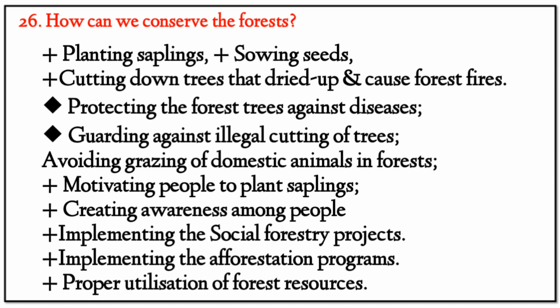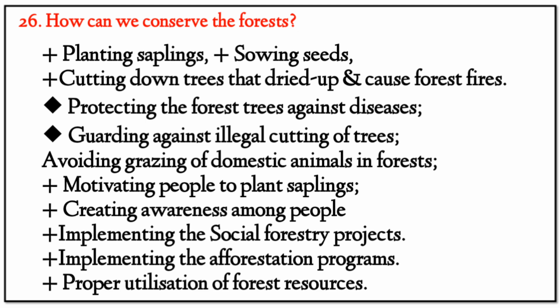Next, question number 26. How can we conserve the forest? Very easy question. Planting saplings, sowing seeds, and preventing the cutting down of trees and dried-up trees that cause forest fires. Protecting forest trees against diseases, guarding against illegal cutting of forest trees, avoiding grazing of domestic animals in forests, motivating people to plant saplings, creating awareness among the people, implementing social forestry projects, implementing afforestation programs, and proper utilization of forest resources.